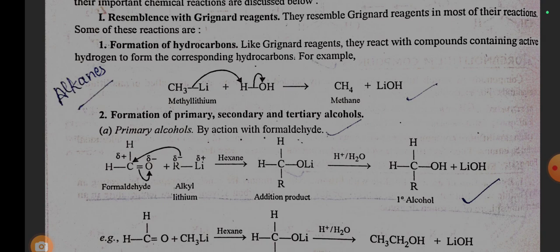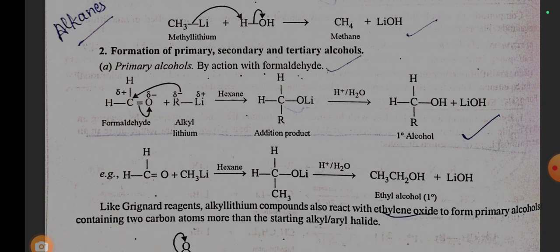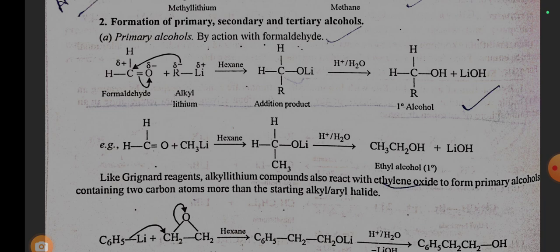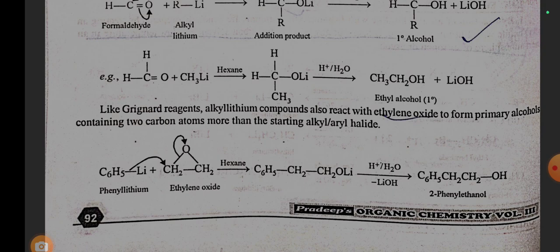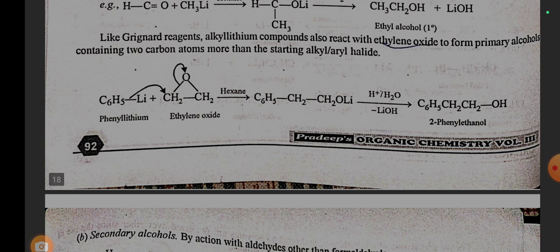1. Formation of hydrocarbon. Like Grignard reagents, they react with compounds containing active hydrogens to form the corresponding hydrocarbons. For example, CH3Li plus H2O gives methane plus LiOH. 2. Formation of primary, secondary, tertiary alcohols. A. Primary alcohols by action with formaldehyde. Formaldehyde plus alkyl lithium gives an addition product in presence of hexane, on hydrolysis gives a 1 degree alcohol plus LiOH. Like Grignard reagents, alkyl lithium compounds also react with ethylene oxide to form primary alcohols containing 2 carbon atoms more than the starting alkyl and aryl halide.